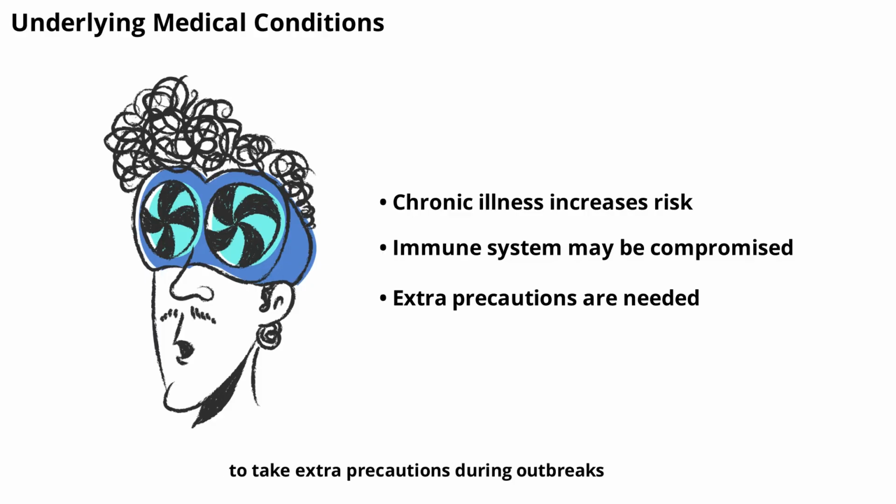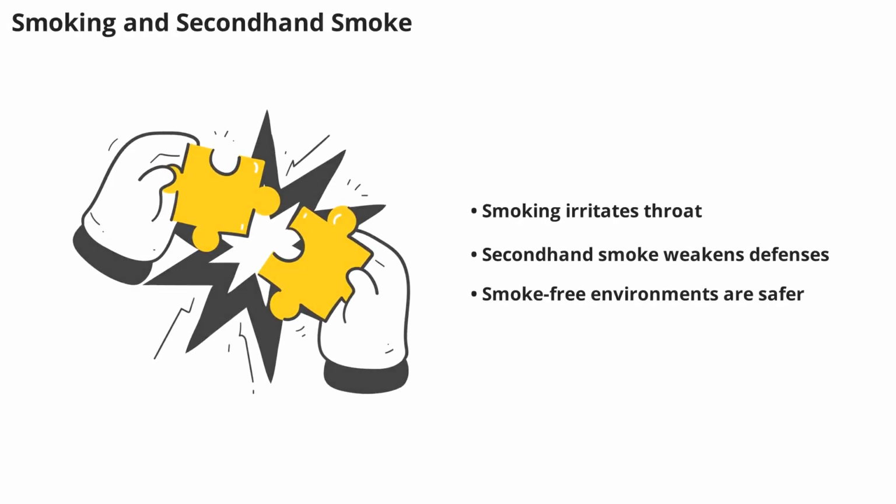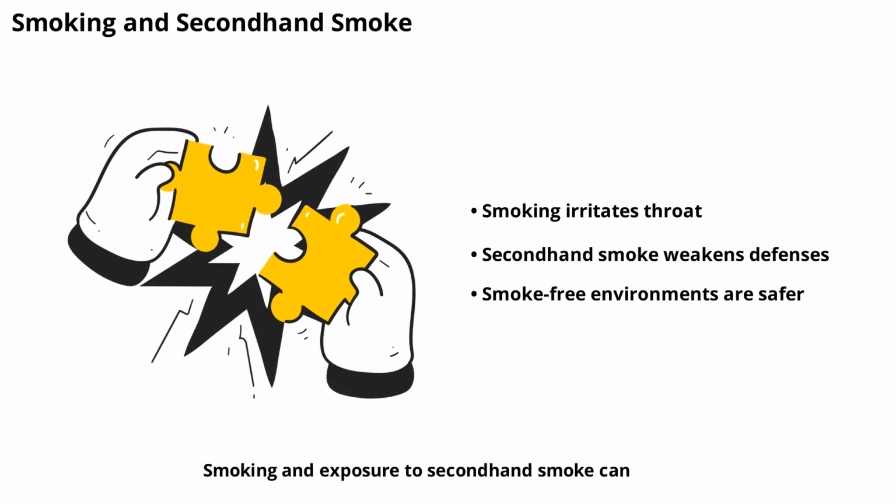extra precautions during outbreaks. Smoking and exposure to secondhand smoke can irritate the throat and weaken the body's defenses, making it easier for strep bacteria to cause infection. Avoiding tobacco products and maintaining a smoke-free environment can help reduce the risk of strep throat.